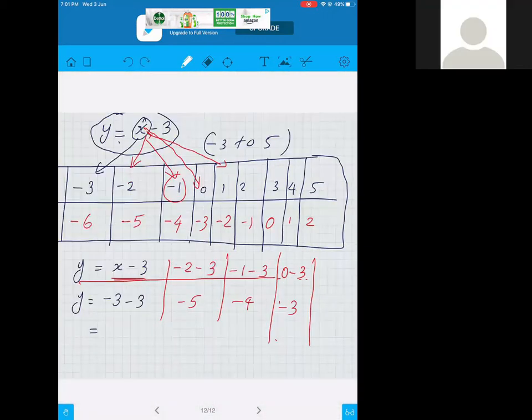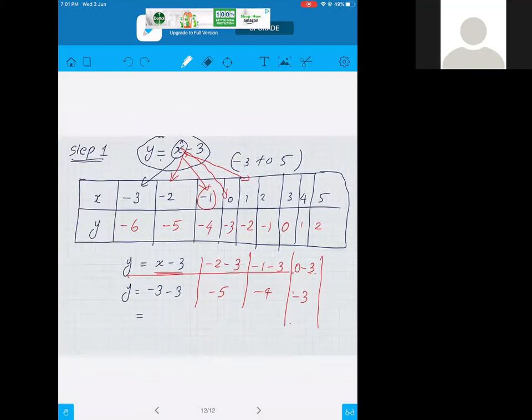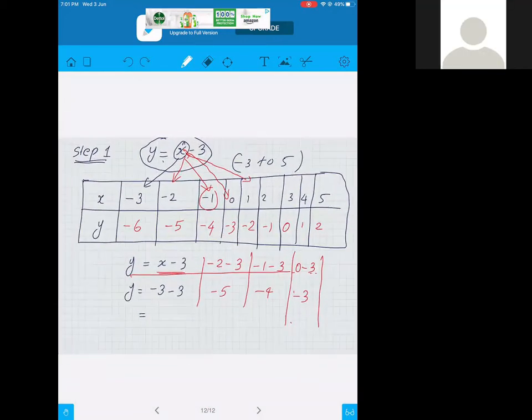Wait, can I take a picture first? Yeah, please. Can you zoom out a little? I already zoomed out. Okay. Thank you.